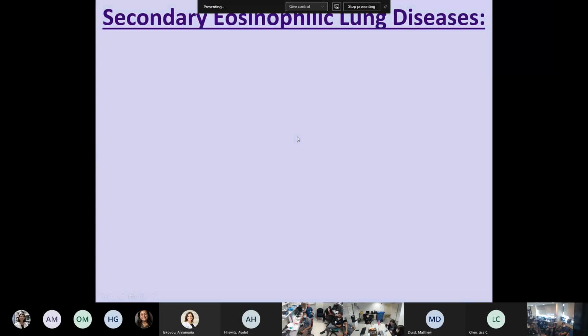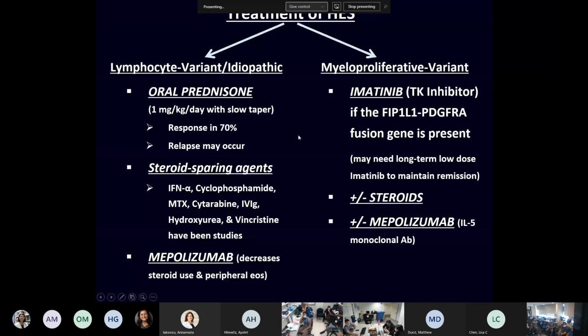All right. Any questions on the primary eosinophilic lung disease? How do you distinguish it from chronic eosinophilic pneumonia if the patient with hypereosinophilic syndrome has lung involvement? What are the differentiating features between hypereosinophilic syndrome and chronic eosinophilic pneumonia?